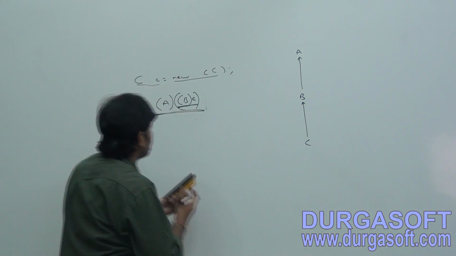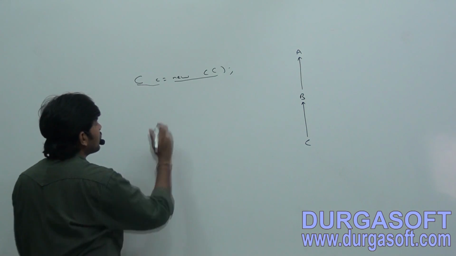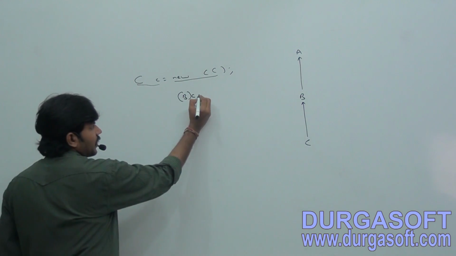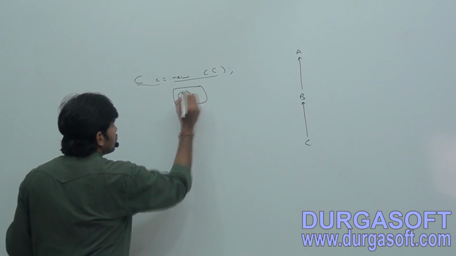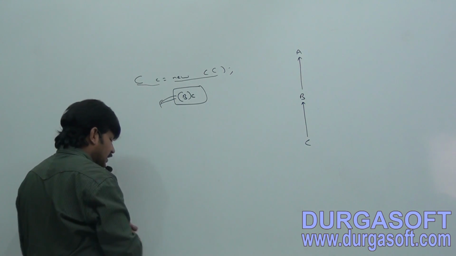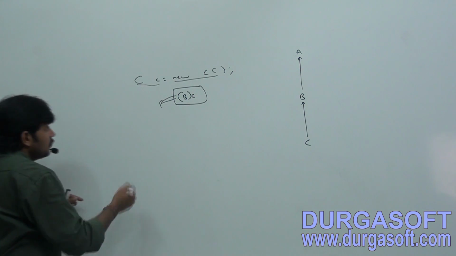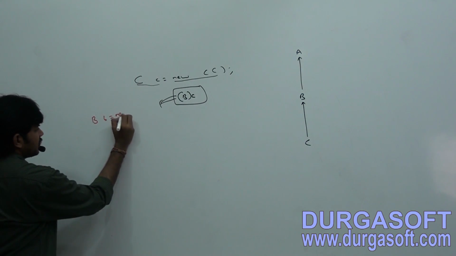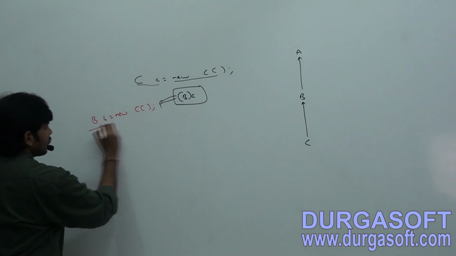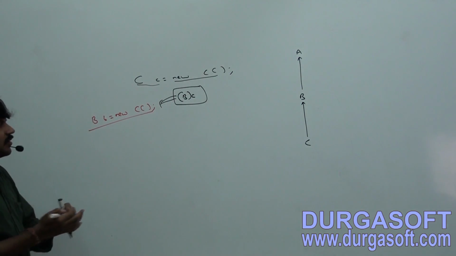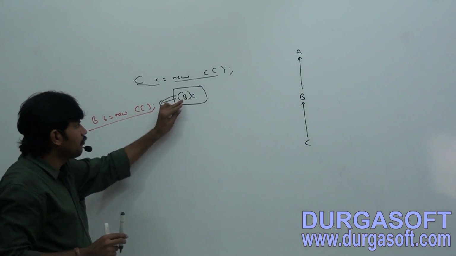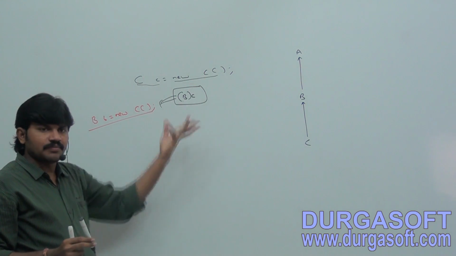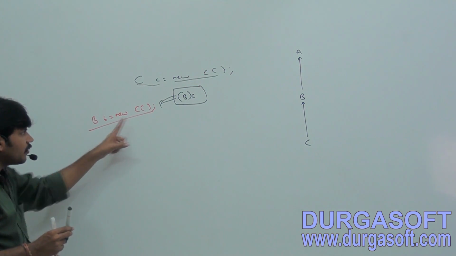Suppose I take it like this: C I'm trying to typecast to B type. Do you know this equivalent line is nothing but B is equal to new C? Correct or not? B is equal to new C. This is B type, but the internal object is C type. So you should have this knowledge.